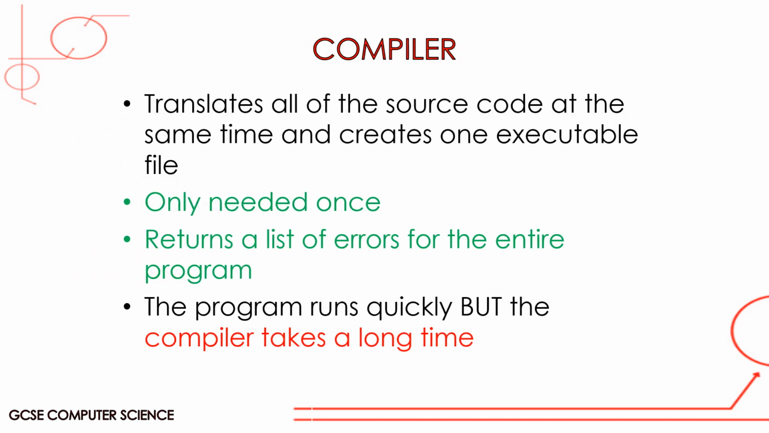A compiler translates all the code at the same time and creates one executable file. A compiler is only needed once, and it returns a list of the errors for the whole program. The program will run really quickly, but the compiler takes a long time to complete.